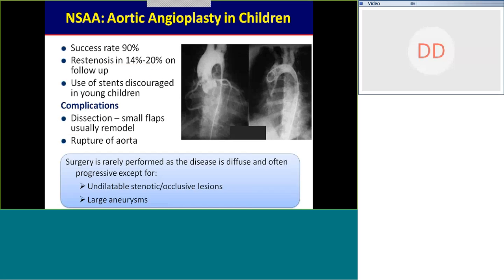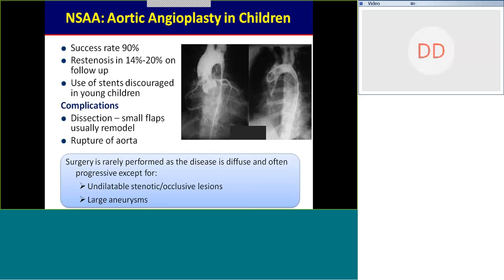The other area where you will dilate would be aorta, and obviously in cases where there is involvement of thoracic or abdominal aorta, it's again a very successful procedure. You can get a success rate of 90% or so, but there is a restenosis rate of about 14 to 20% on follow-up. Therefore, all these patients need to be followed up. And as I said, if you have a 5 or 6-year-old, it's better to avoid stent. But if you have a 10 or 12-year-old, you can put in a stent in patients of aortoarteritis.